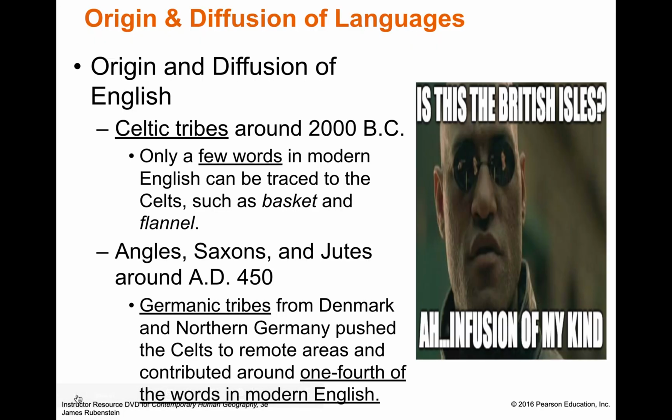Other contributors would be the Celtic tribes. About 2000 before Common Era, they created a few words that are used today, such as flannel or basket. Then we have the Germanic tribes of the Anglo-Saxons and Jutes that arrive in 450 Common Era. And they comprise nearly a quarter of all modern English words today. The Anglo-Saxons and Jutes, keep in mind, they contributed to the modern English.